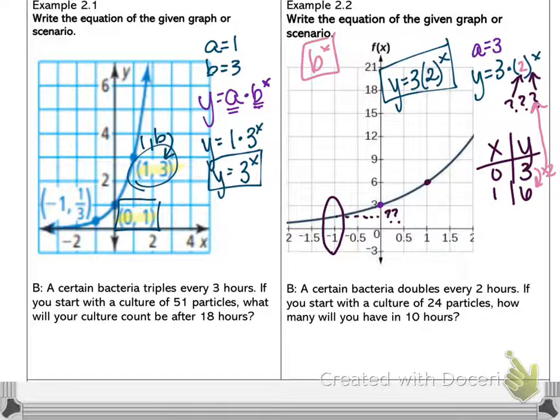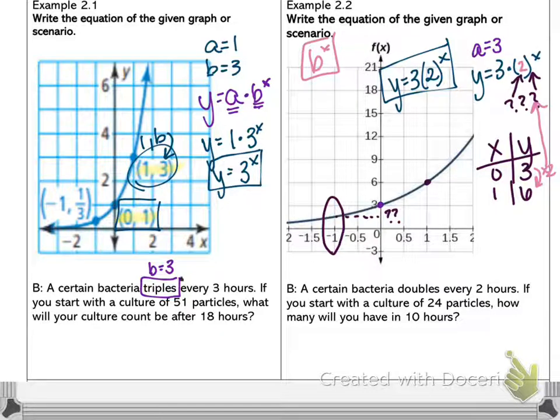All right, so we've dealt with an equation and creating the graph. We've dealt with a graph and creating an equation. What if they don't give you an equation or a graph? That's when we come to example part B. It says a certain bacteria triples every 3 hours. So the word triples right here, this is letting me know that it is my rate of change. And specifically, it would be 3, because tripling would be like multiplying by 3. Just like doubling would be multiplying by 2, or quadrupling would be multiplying by 4. So a certain bacteria triples every 3 hours.